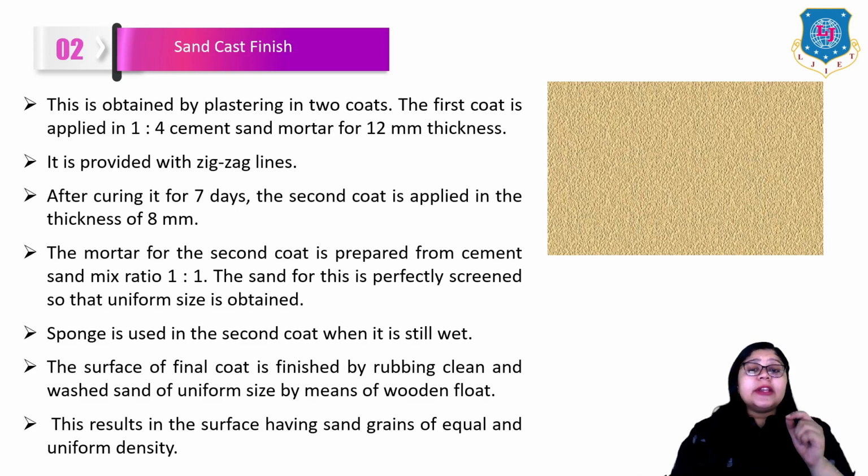The sand for this is perfectly screened so that uniform size is obtained. A sponge is used on the second coat when it is still wet so that you can get the effect seen in this image. The surface of the final coat is finished by rubbing clean and washed sand of uniform size by means of a wooden float. This results in a surface having sand grains of equal and uniform density.